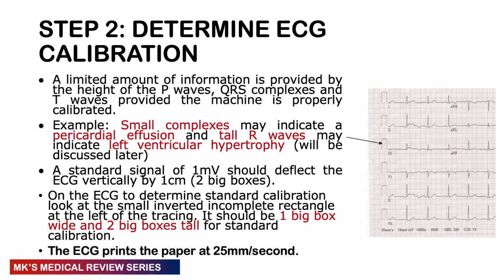Each big box is going to represent 0.2 seconds. On the y-axis, it means that for every 10 millimeters, every 10 small boxes, it's going to be equal to 1 millivolt.